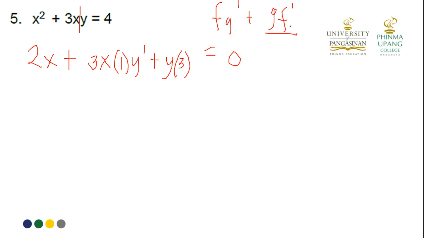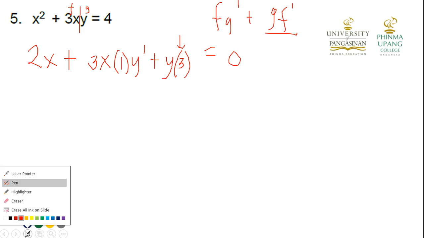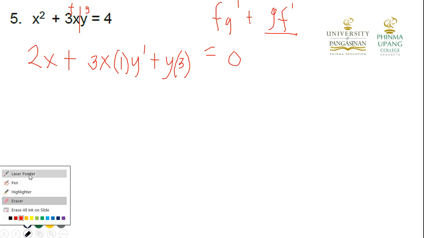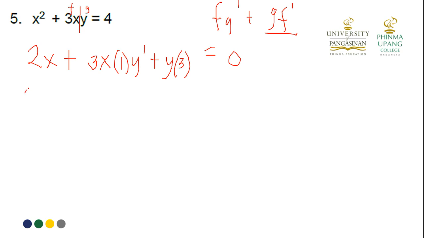So why is it 3? Because f is the first. This is your f and this is your g. Yung f natin is 3x, di ba? So that's why I have 3 here. Quantity 3 katabi ng y. Kasi gf prime sabi niya doon sa ating product rule. Next, ayusin natin para mas gumanda. So, magiging 2x plus 3xy prime plus 3y is equal to 0. Yan. So, ganda na siyang tingnan, no?